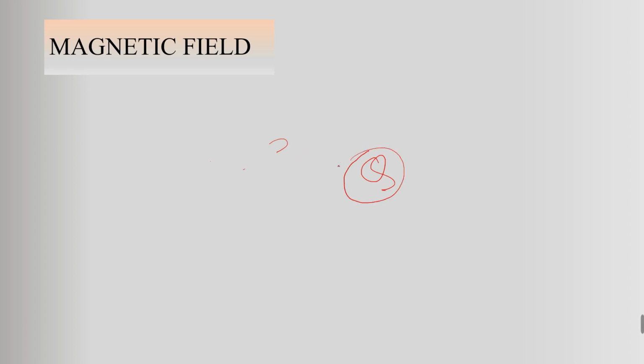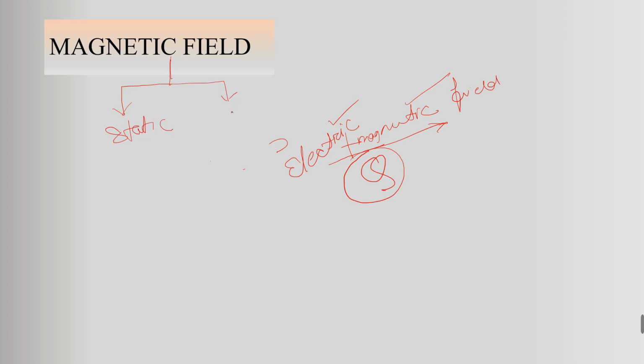So it has been seen that when this charge is in motion, along with the electric field, it is surrounded by one more field. That field is known as the magnetic field, and it is stronger than the electric field. Here also there are two types of magnetic field: static and dynamic. So what is a static magnetic field?